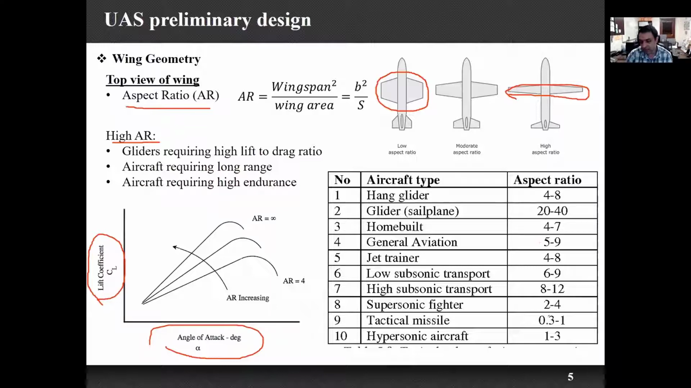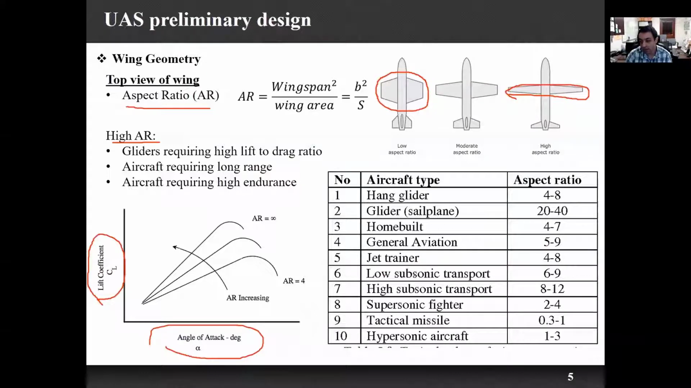These are the ranges of aspect ratio that I'm going to show you. For a hang glider, the range of aspect ratio is 4 to 8. For a glider, the maximum aspect ratio changes from 20 to 40. It means that the wingspan squared divided by the surface area is between 20 and 40. For home-built airplanes, it is between 4 and 7. For general aviation, between 5 and 9. For jet trainers, 4 to 8.